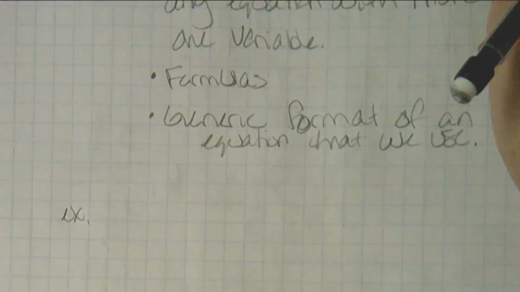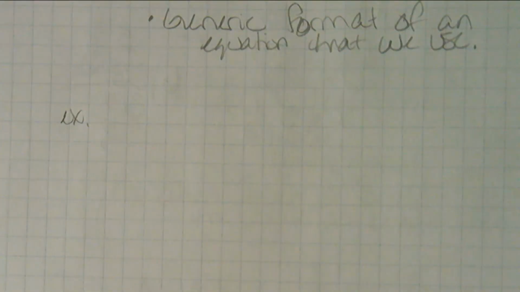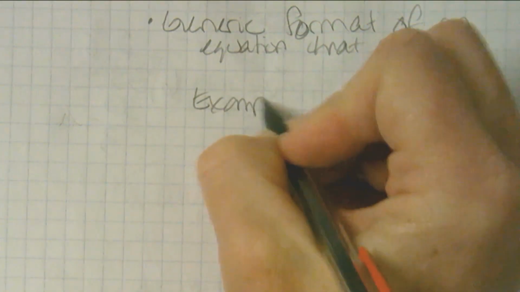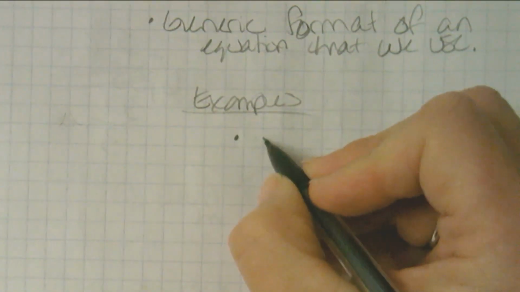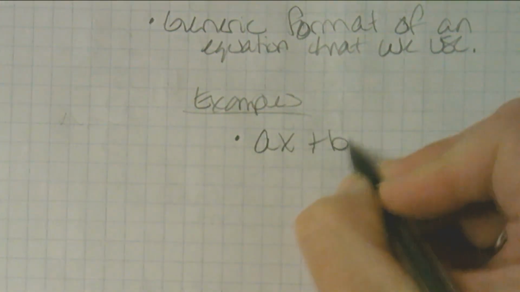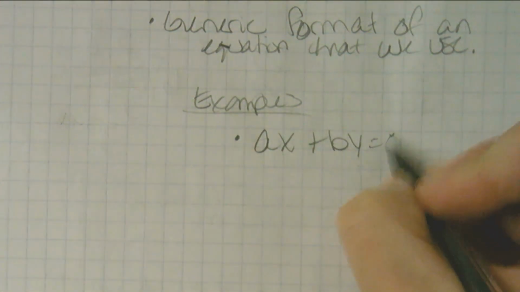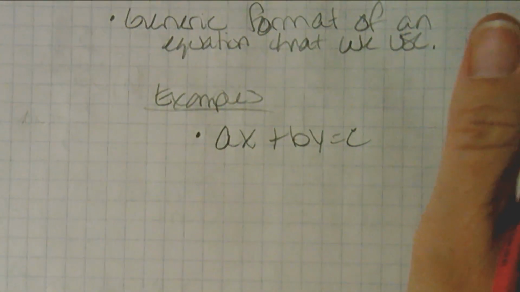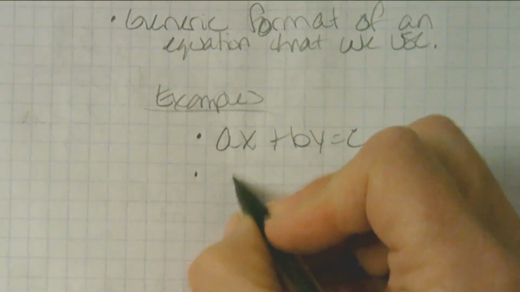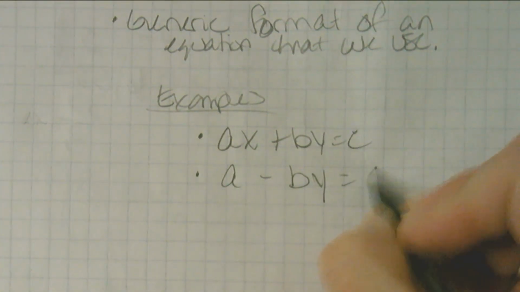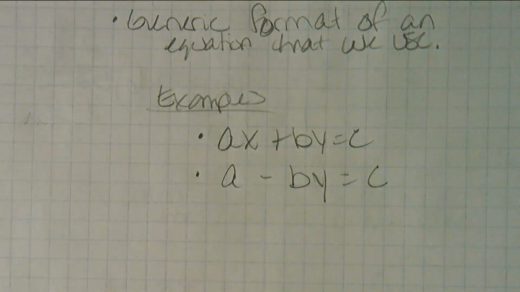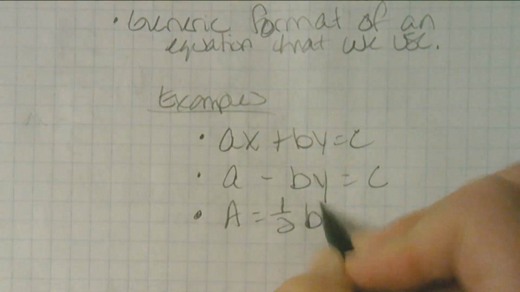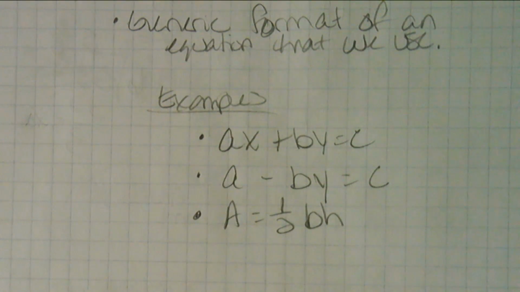So here is an example. Let's give examples of what these might look like. An example of one could be ax plus by equals c. That could be a literal equation. This is just a general format. We could have one that's a minus by equals c. We could have formulas. Area is equal to 1/2 base times height. That's considered a literal formula, a literal equation. It's a formula.